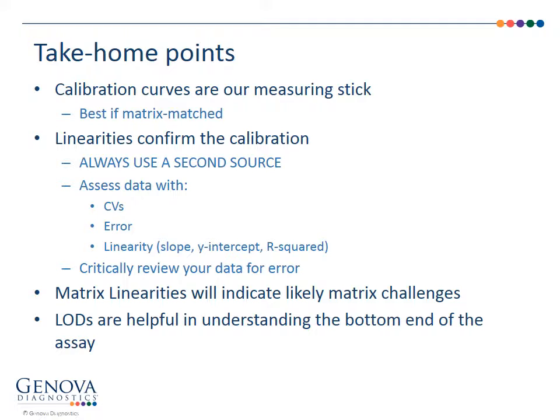Then we assess our data looking at CVs, errors, and linearities, critically looking at your data for errors, outliers, that sort of thing. Matrix linearities, comparing those to your aqueous linearities, will give you some indication about whether you're likely to hit any matrix challenges as you move through validation. And then understanding the difference between your LOD and your LOQ is helpful in just understanding the performance at the bottom end of your assay.